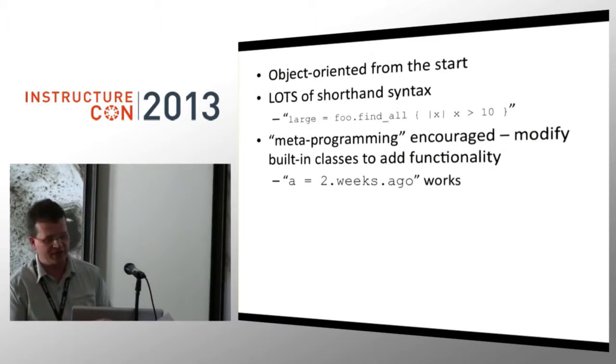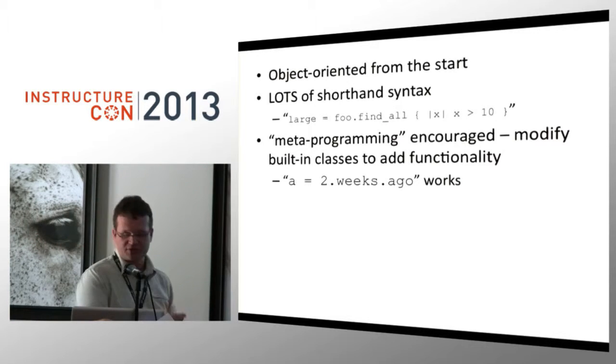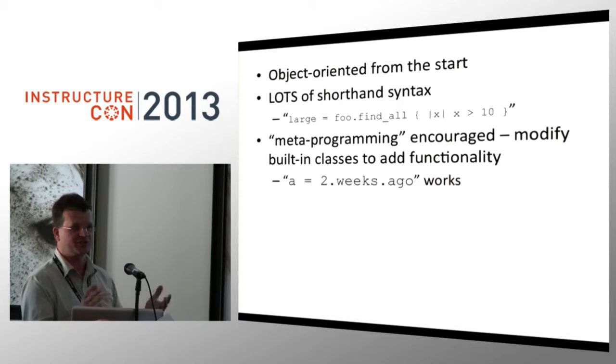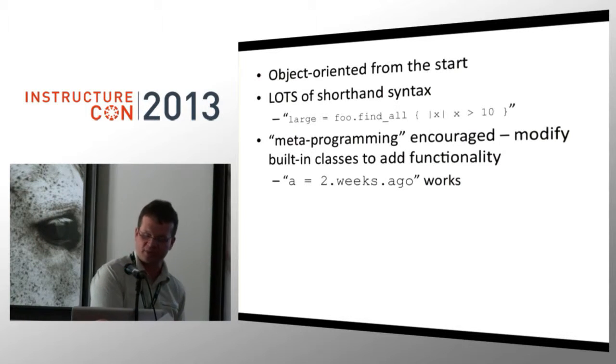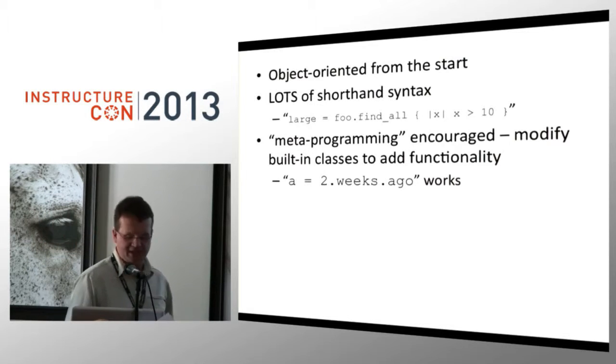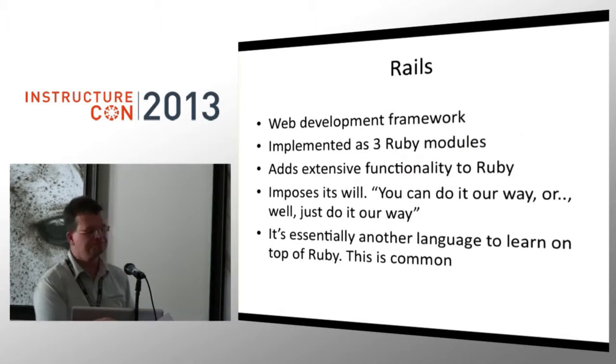What this boils down to is for scripters, Ruby's object-orientedness is kind of hard to wrap your head around. And for traditional Java object-oriented developers, Ruby's shorthand syntax is hard to wrap your head around. So this all results in a rather steep learning curve.